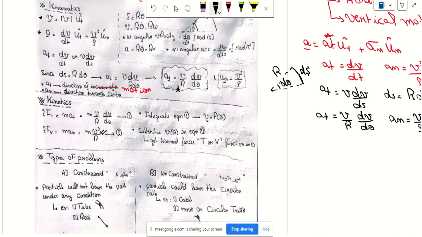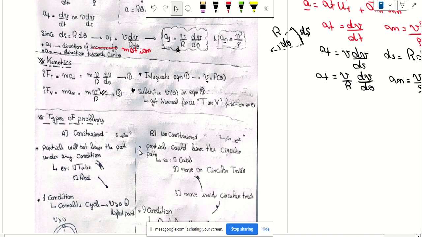So basically, I just need you to ensure that you know that the summation Ft is equal to m a_t, and a_t is v over r dv by d theta, and summation Fn is equal to m a_n, which is equal to m v squared over rho. You only have two unknowns and two equations, and we will only solve these two equations. These notes will be clear when we are solving our questions.